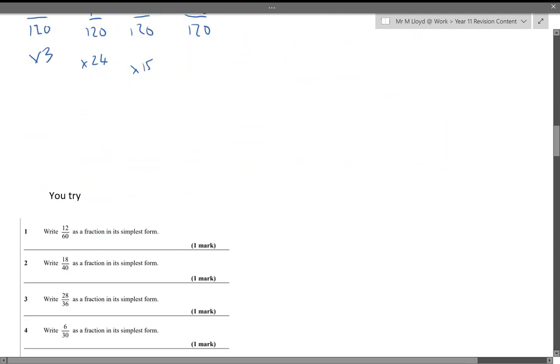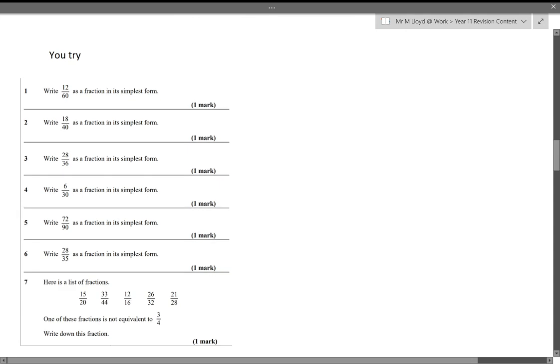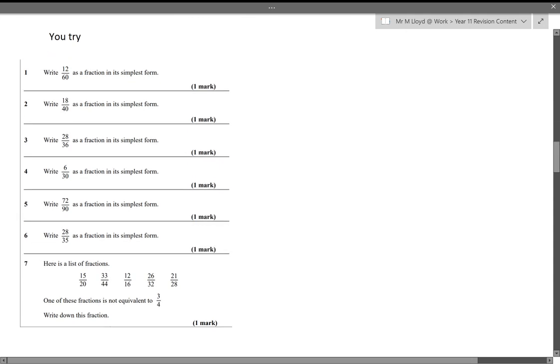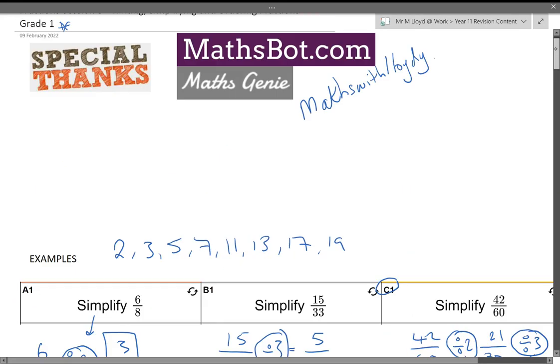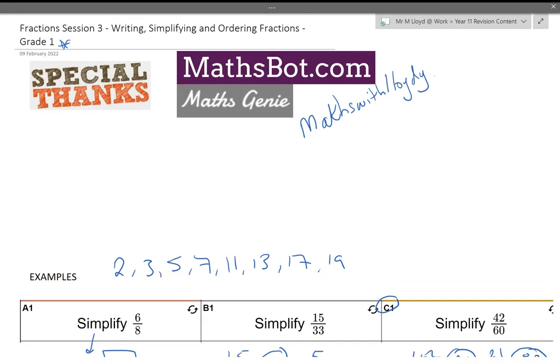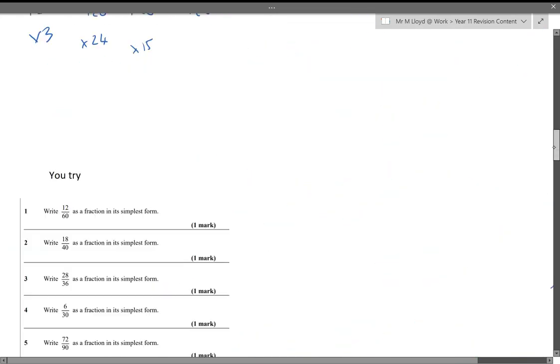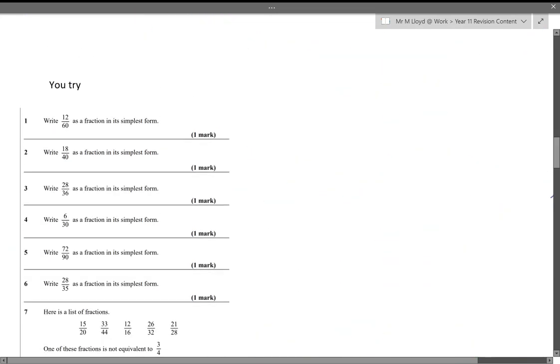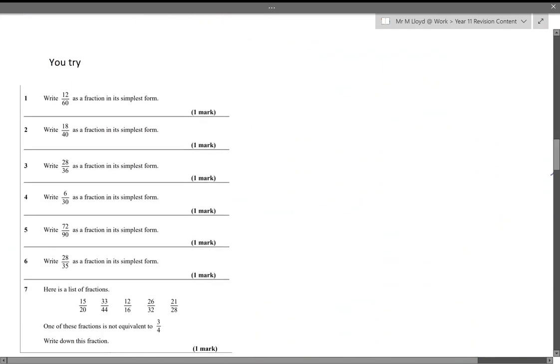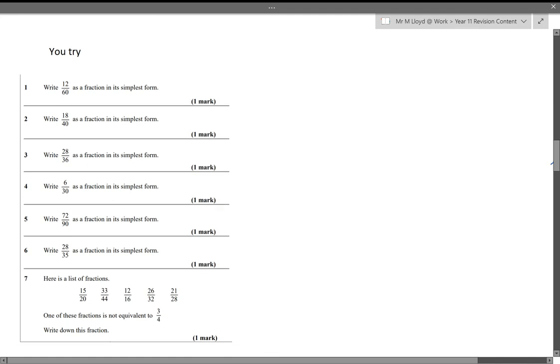Okay, let's scroll it down. Right, here is your try. And again, I'm using the Maths Genie website. As you can tell, I think I've linked Maths Genie up here, MathsBot. Scroll down. Okay, good. So here are your exam questions. These are from the Maths Genie website. Pause the video and have a go.